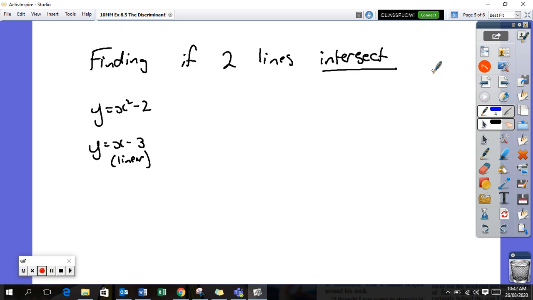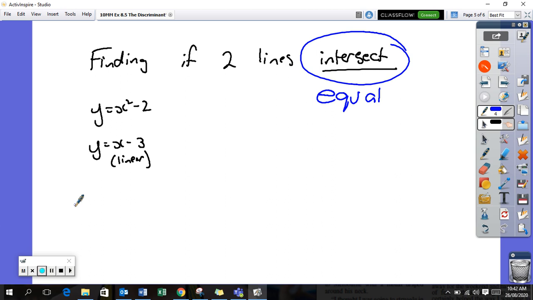So, now you've had a look at example 11. What we want to do here, we're looking at example 12, is find if two lines intersect. So if two lines intersect, then that means the lines are equal to each other. They cross over, okay? So here we've got a quadratic and here we've got a linear.